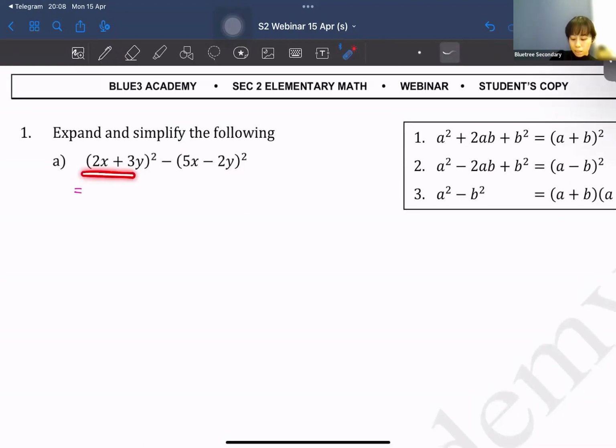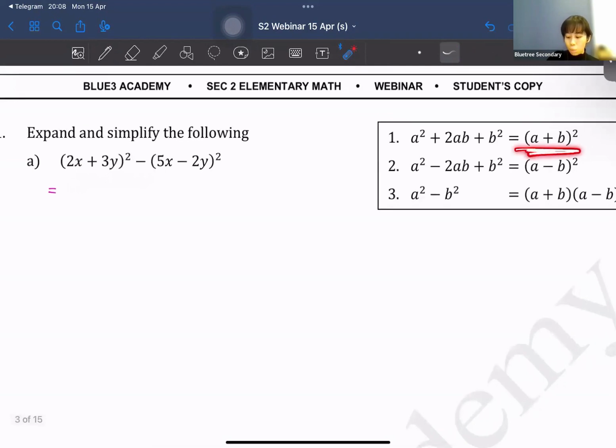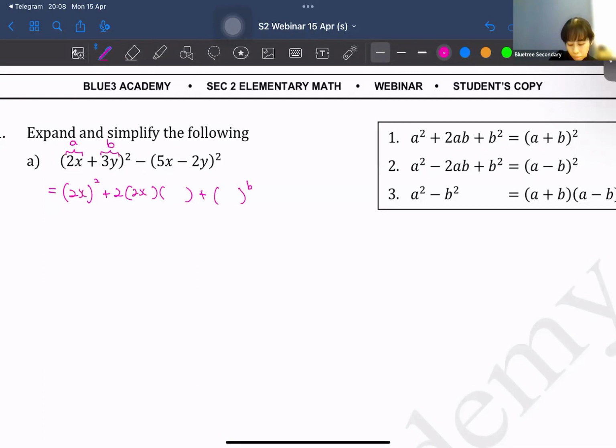So the first part of the expression is actually using your identity number 1, where I expand it out into a squared plus 2ab plus b squared. So I have a squared plus 2ab plus b squared. So I'm just going to fill up my a and b into those brackets, and my a in this case is the 2x, my b in this case is the 3y. Sorry, why did I write a b here? This is supposed to be squared. So that's the expansion for the first part of the expression.